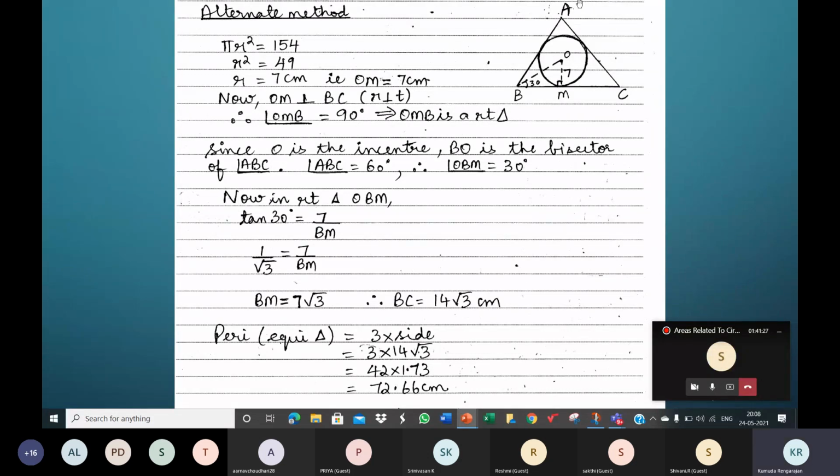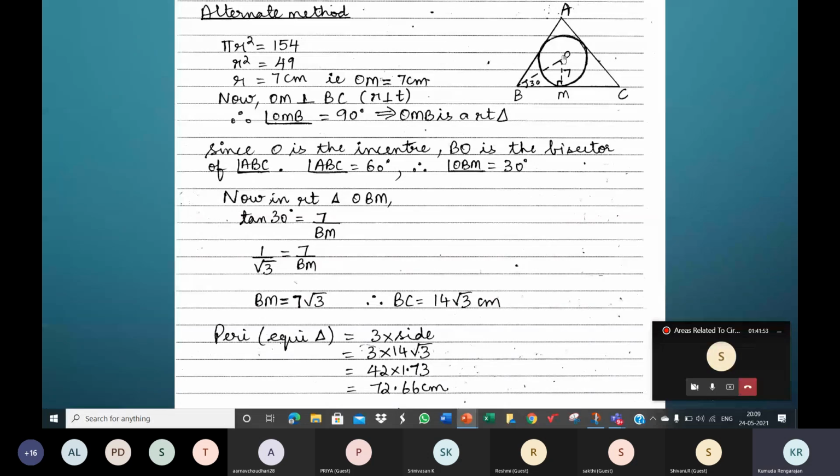So equilateral triangle in circle. This is the in center. Join OB. When you join the in center to the vertex, that will be the angular bisector. This angle is 60 degrees. So it's bisected. You have 30 degrees here and 30 here. That's how we get 30 here. And M is the point of contact of the tangent BC.